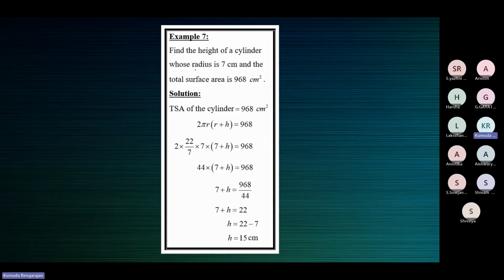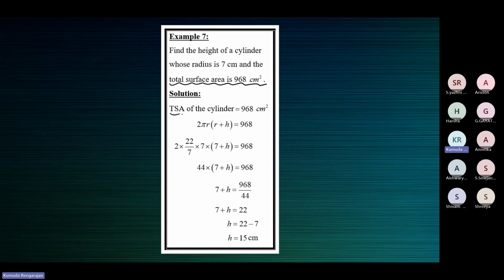So here, find the height of a cylinder whose radius is given and total surface area is given. Whenever the volume, CSA or TSA is given, write that out first. TSA of the cylinder is equal to 968 centimeters squared.